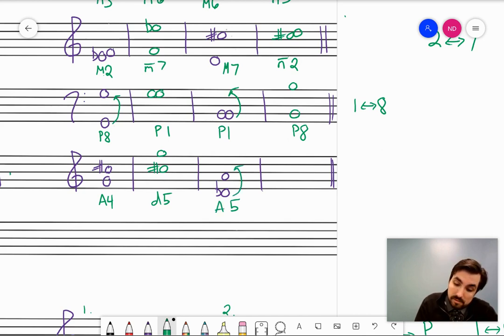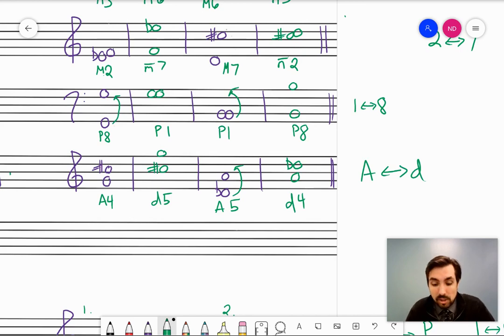Invert. A to D flat is going to be some kind of fourth. A to D would be perfect. We have D flat, so it's diminished. See the pattern on this one now? Augmented and diminished intervals invert between each other.